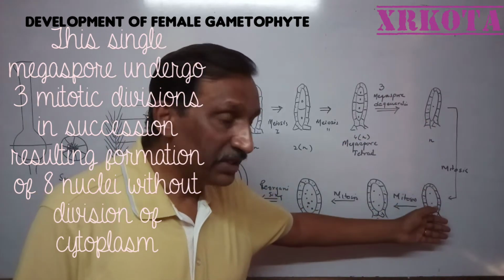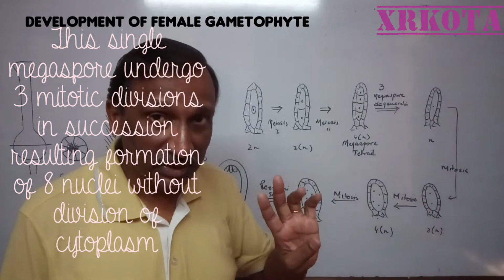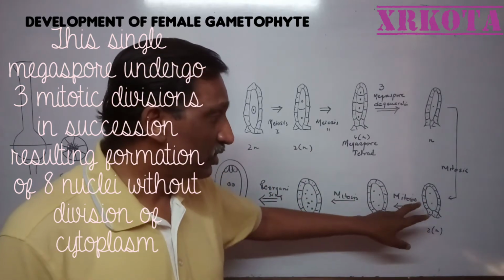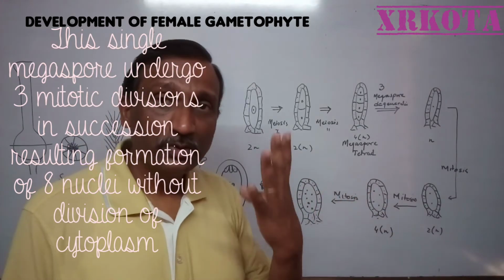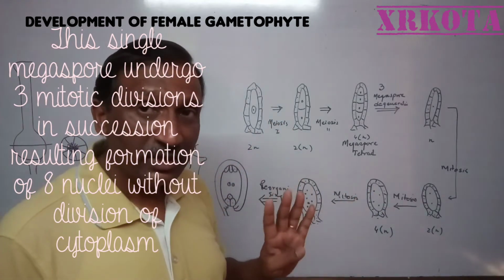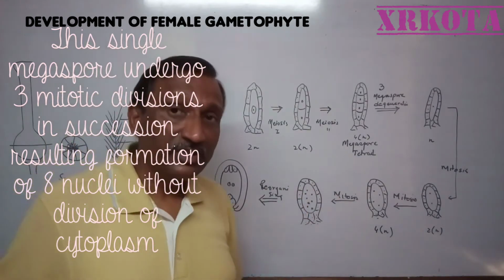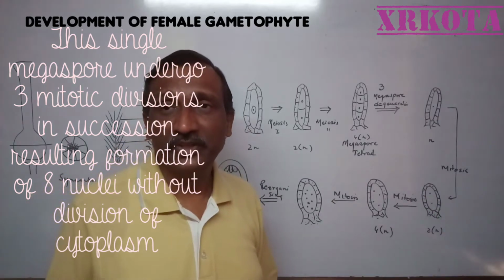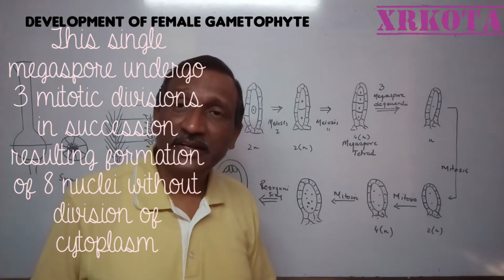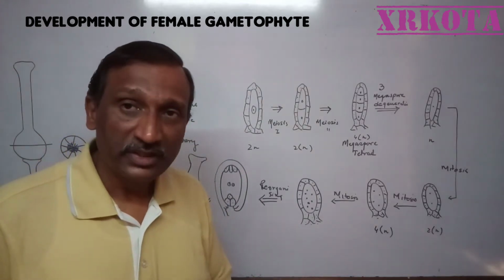The megaspore then undergoes mitotic division, forming 2 nuclei. Remember, only the nucleus is divided; the cytoplasm is not divided yet. Then it undergoes a second mitotic division, resulting in the formation of 4 nuclei. They are all haploid and no cytoplasmic division takes place. The third mitotic division also takes place. So 3 mitotic divisions take place one after the other, resulting in 8 haploid nuclei. The cytoplasm is not yet divided.